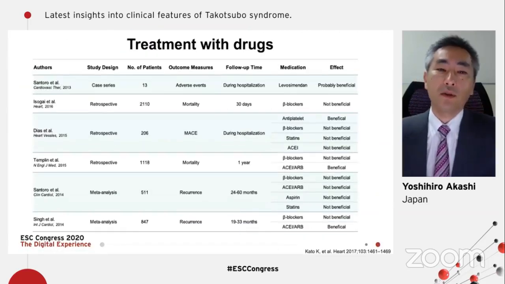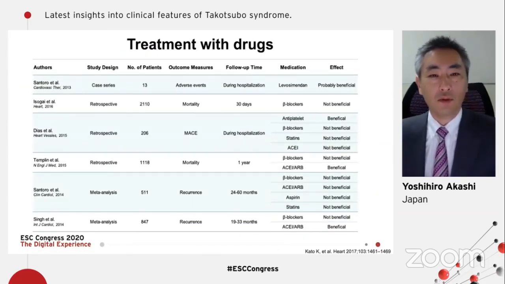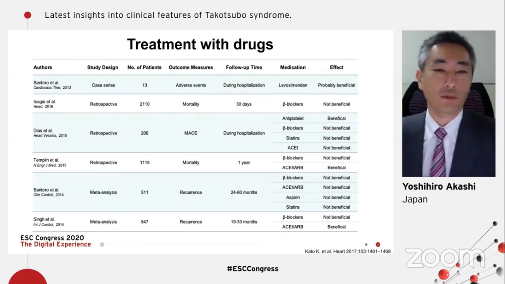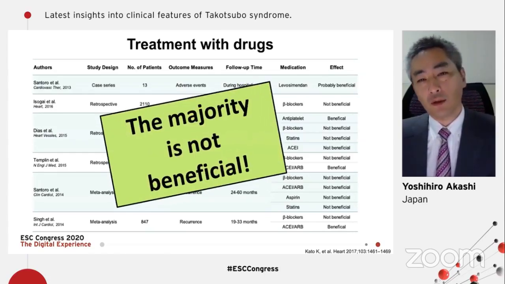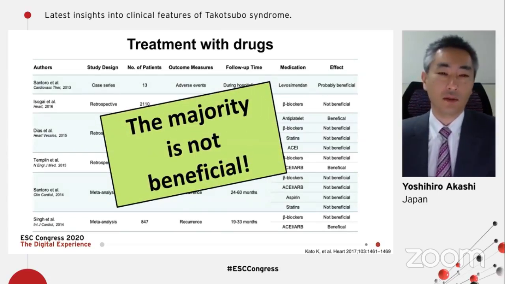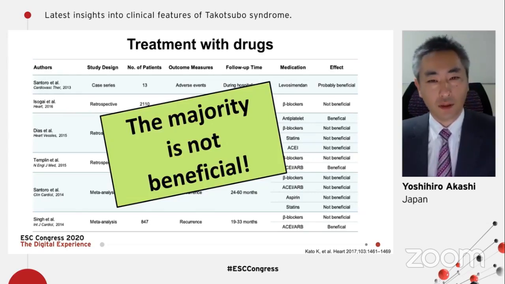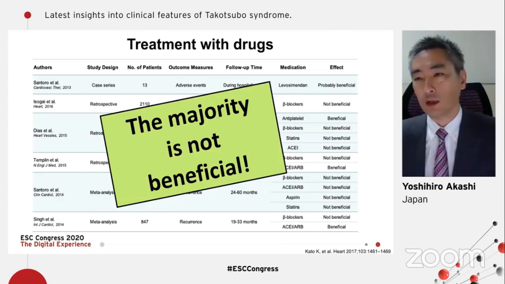According to the various reports published previously, there are a lot of neutral results for the drug options for Takotsubo syndrome. Theoretically, beta blockers should be effective. However, there was no definitive beneficial result. Of course, there is no randomized controlled trial for drug therapy in patients with Takotsubo syndrome.